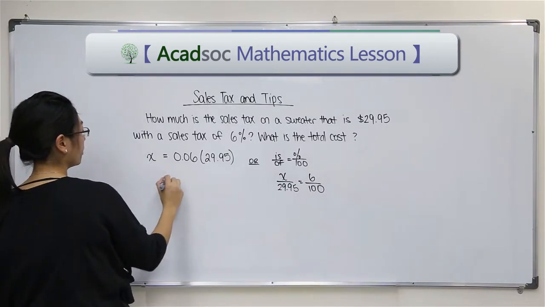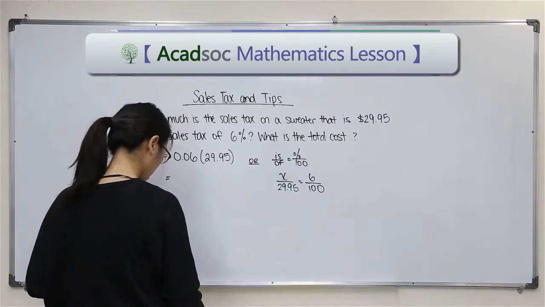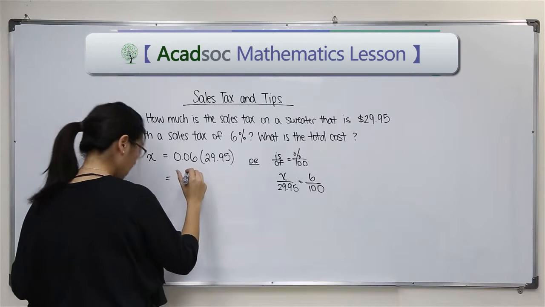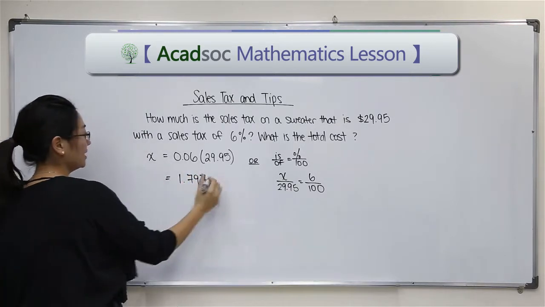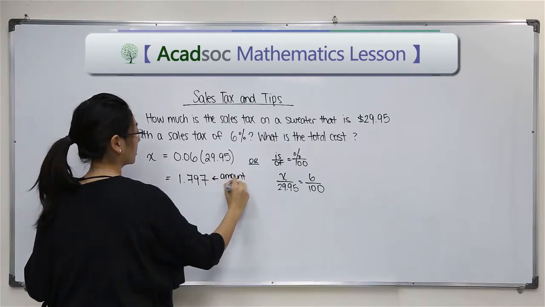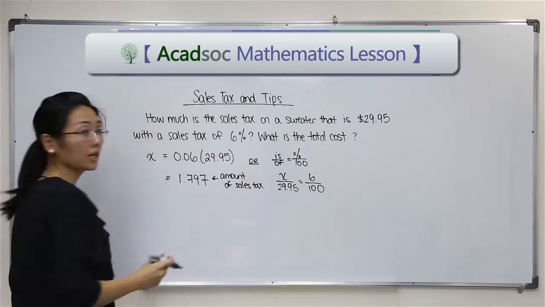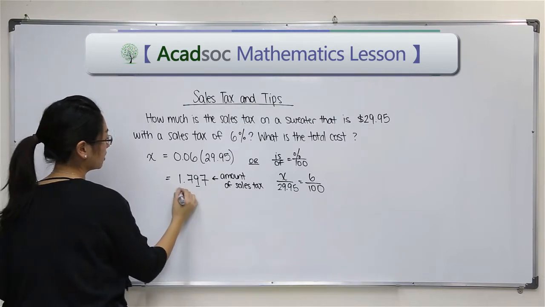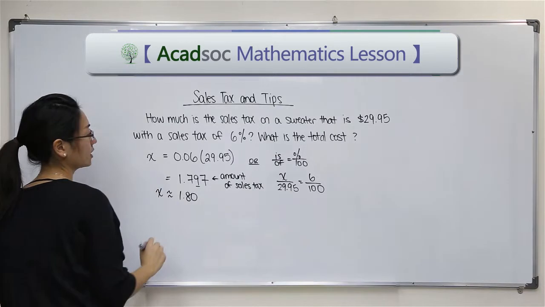I prefer using the formula, so I would do 0.06 times $29.95. That would be 1.797. So this is the amount of sales tax. And since we're talking about money, it has to be rounded to the nearest cents, which is the hundredths place. So this is approximately $1.80 for the sales tax.